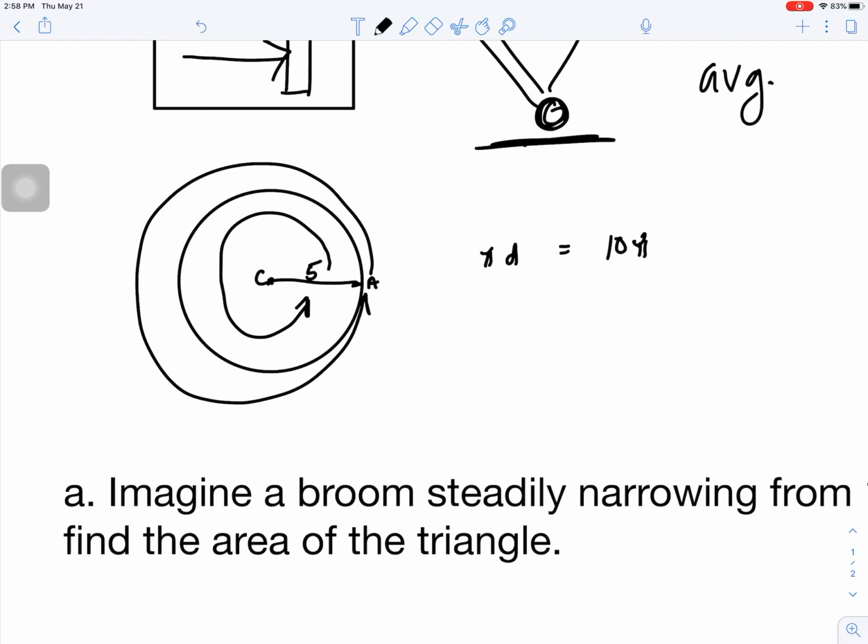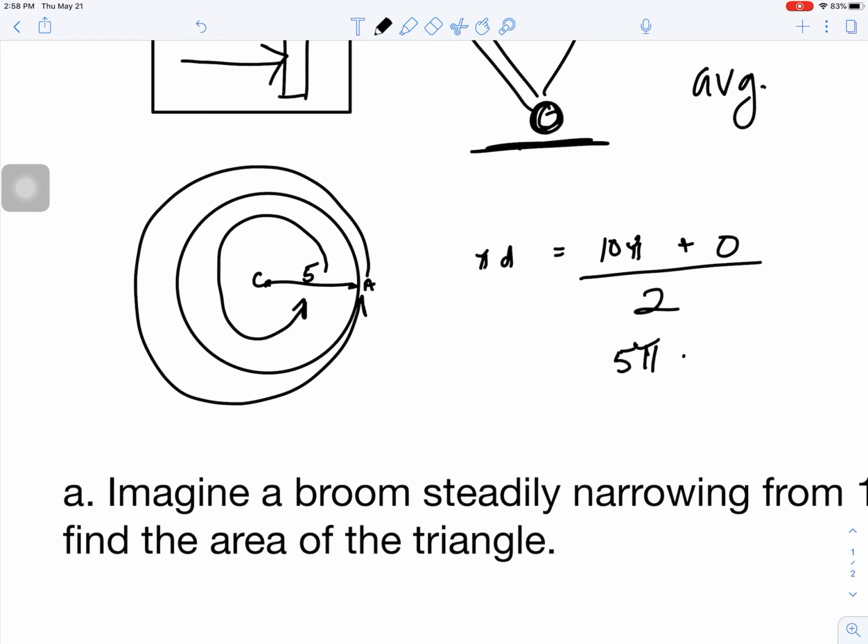So that's pretty easy. How about point C? Point C is going to move 0. So we divide that by 2, and that will give us an average travel of 5 pi. How would you find the distance moved? You multiply by 5, which is the distance it's pushing, so 5 pi times 5, and we get 25 pi.